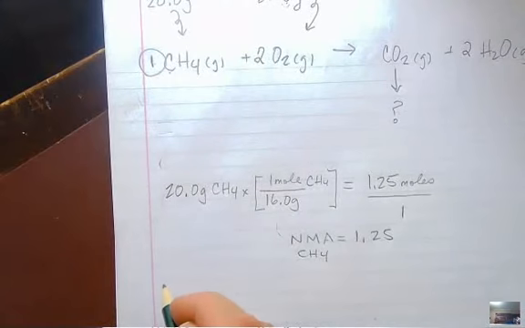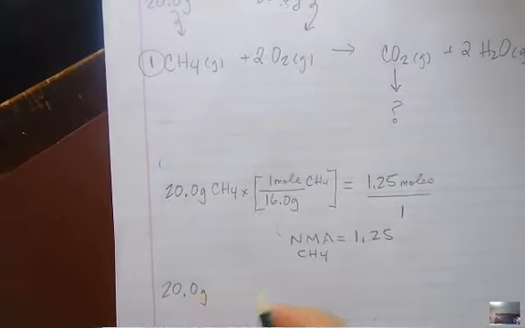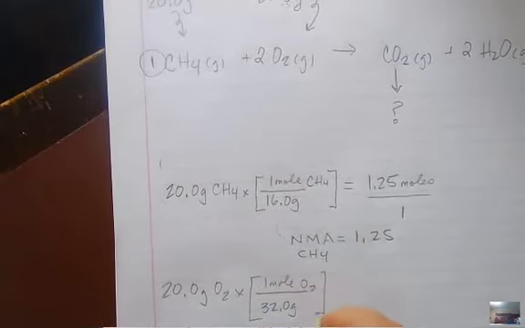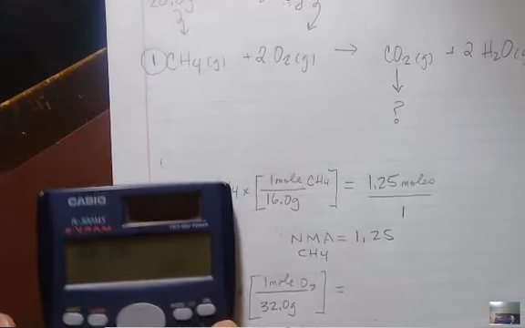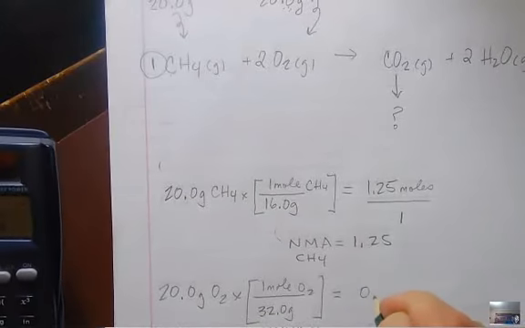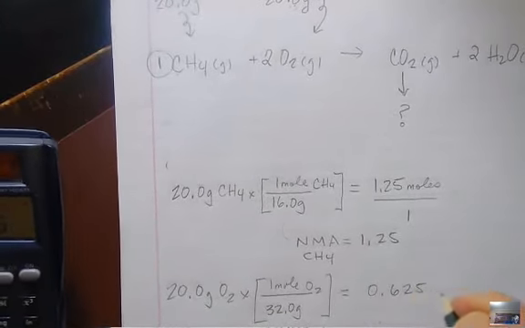Okay, so for my 20.0 grams of oxygen, oxygen is going to be heavier. It turns out that it takes 32 grams to make a mole of O2. So 20 divided by 32 is going to give me the moles of oxygen. Then I'm going to divide by 2 to get the normalized molar amount. So I have 20 divided by 32. That gives me 0.625 moles.